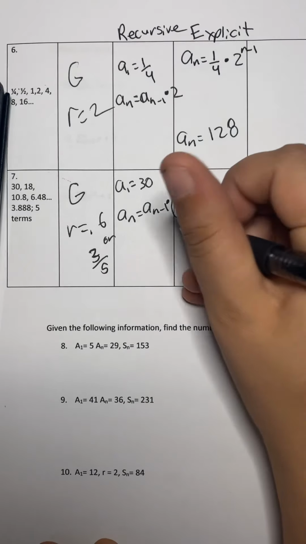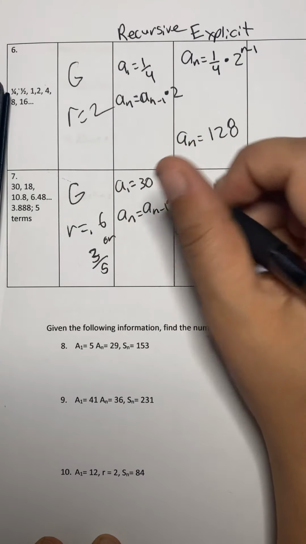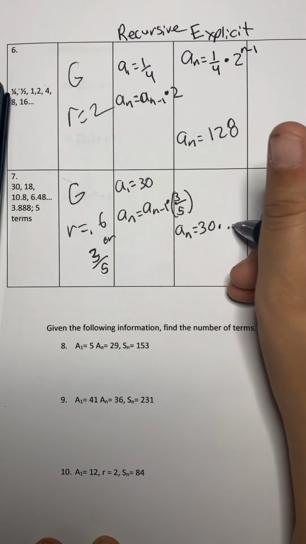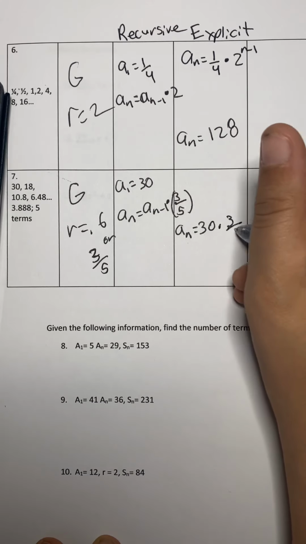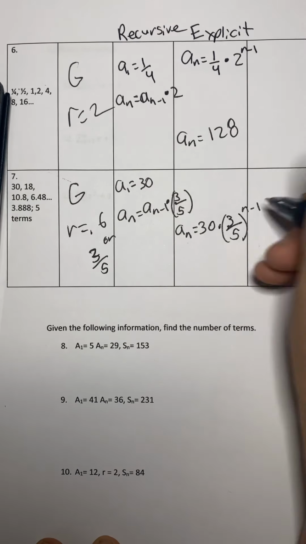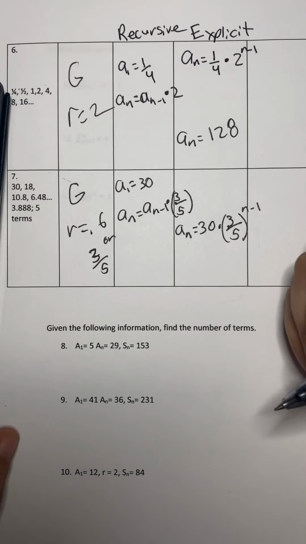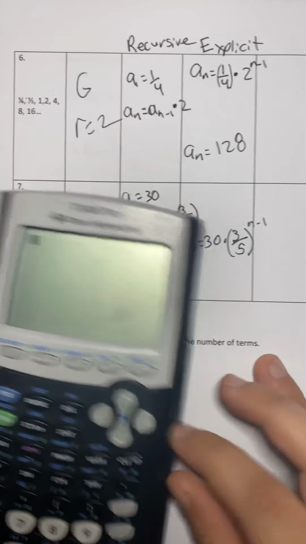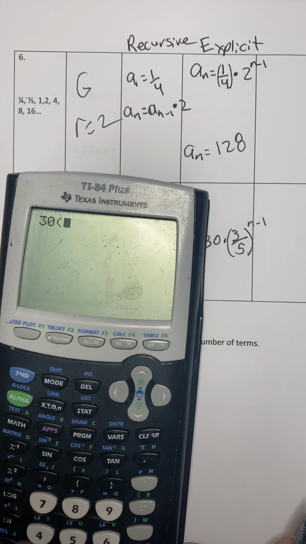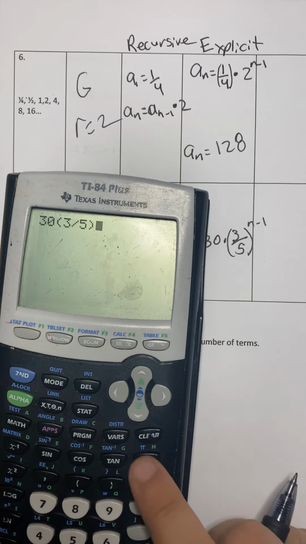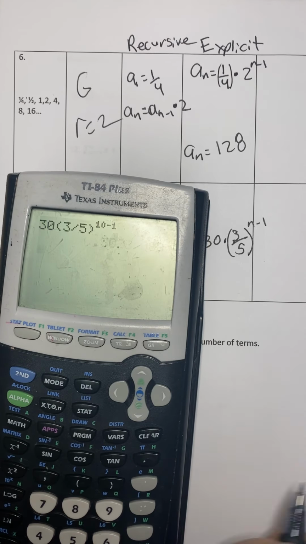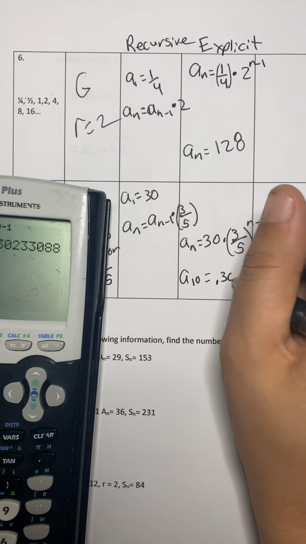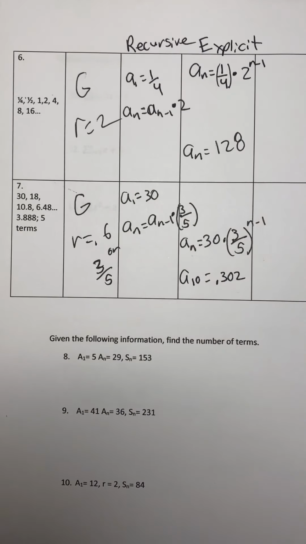And then our last one, our explicit would be a sub n equals our first term, 30, times 0.6, or 3/5, I'm going to go with 3/5, to the n minus 1 power. Notice every time I've got a fraction, I'm putting it in parentheses, because that means that I'm going to put it in parentheses in my calculator. Okay, so 30 times 3/5 to the 10 minus 1 power, which gives me a sub 10 is equal to 0.302 is what I'm going to leave it at.